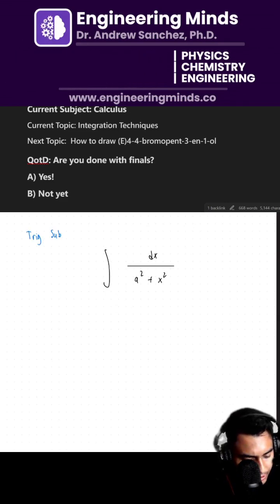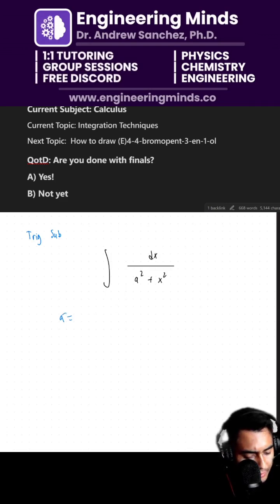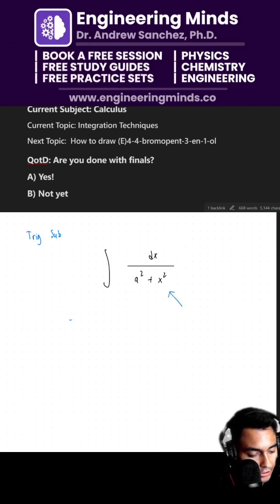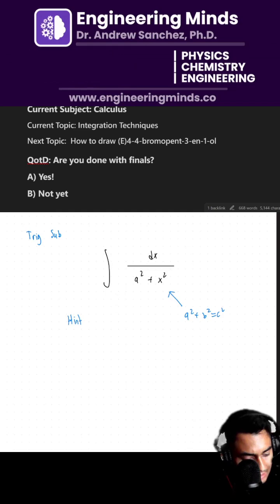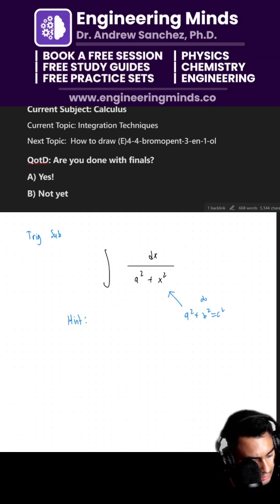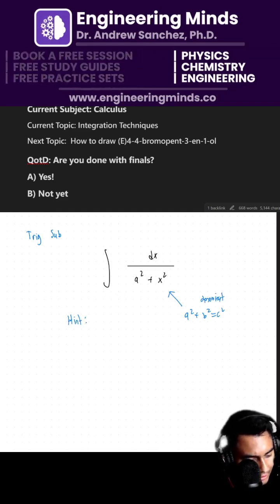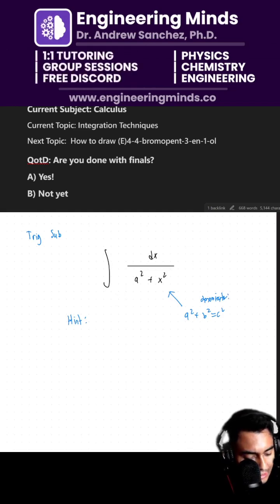And the first one you're going to need is, if you see something of the form that looks like the Pythagorean theorem, a squared plus b squared equals c squared, and it's in the denominator, that's your hint that it's going to be a trig sub.